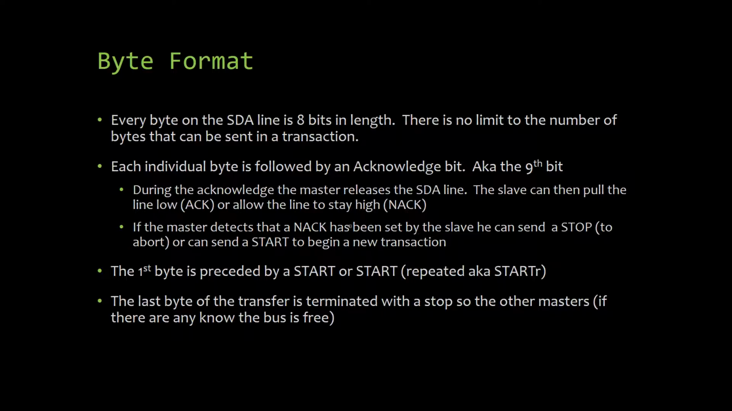The byte format for I2C is pretty straightforward. Every byte on the SDA line is 8 bits in length. There is no limit to the number of bytes that can be sent in a transaction. Each individual byte is followed by an acknowledge bit, aka the 9th bit. During the acknowledgement, the master releases the SDA line. In other words, there's a weak pull-up. The slave can then pull the line low, an ACK, or allow the line to stay high, that's a NAK. If the master detects that a NAK has been sent by the slave, he can send a stop to abort, or can send a start to begin a new transaction. The first byte is preceded by a start or start R.